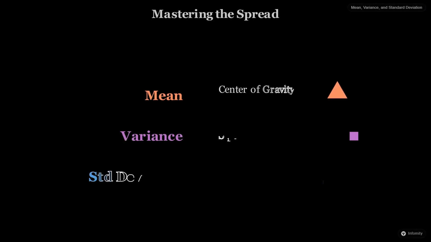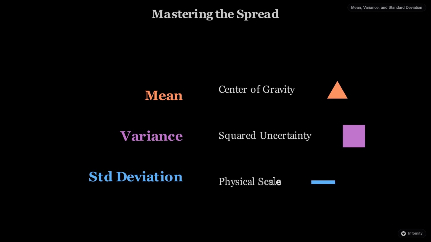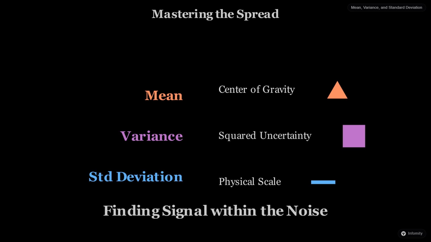We have seen how the mean finds the center, variance measures the squared spread, and standard deviation brings it all back to a scale we can understand. Whether you are analyzing stock prices or archery scores, these tools help you find the signal within the noise.